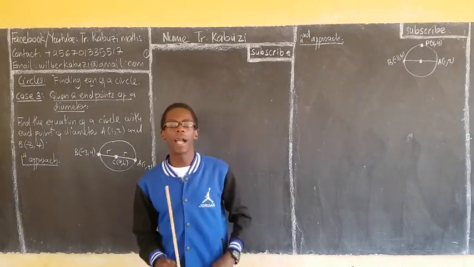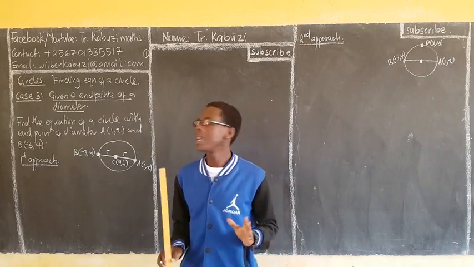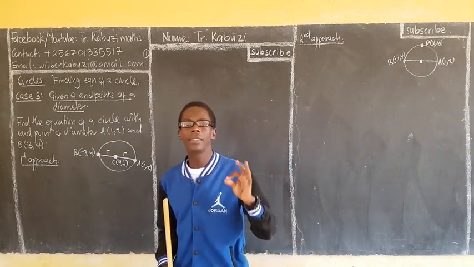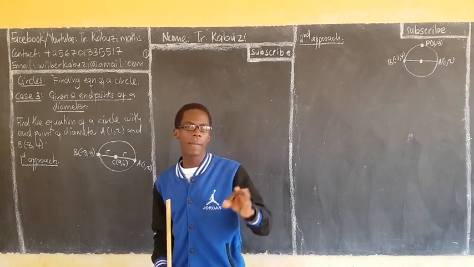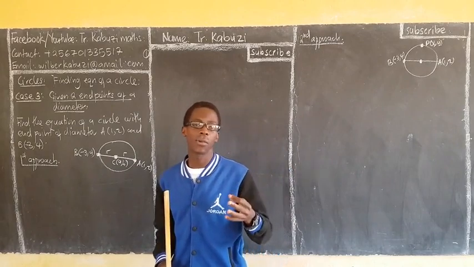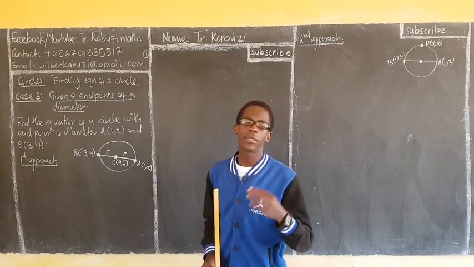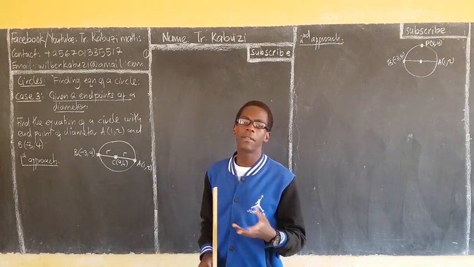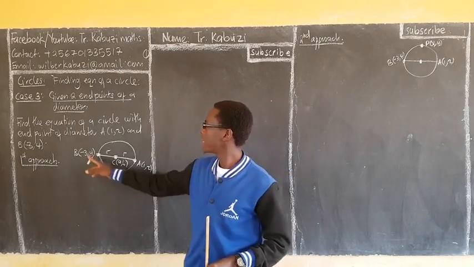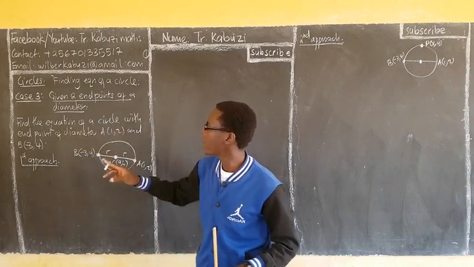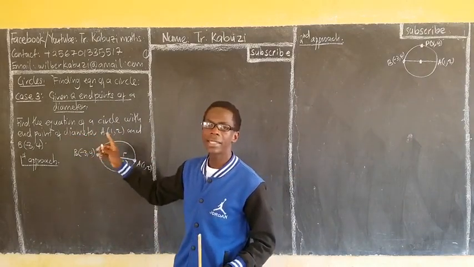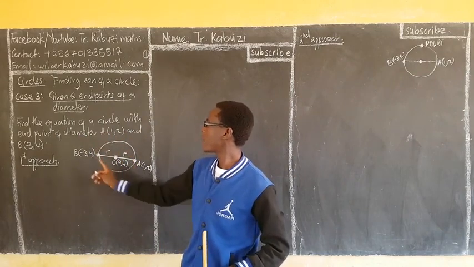Okay, members, in this lesson we are going to see the second case of how we get the equation of a circle when we are given the two endpoints of a diameter. You know a diameter is a line that joins two ends of the circumference of the circle, passing through the center. So we are going to find the equation of a circle with the endpoints of a diameter A and B.